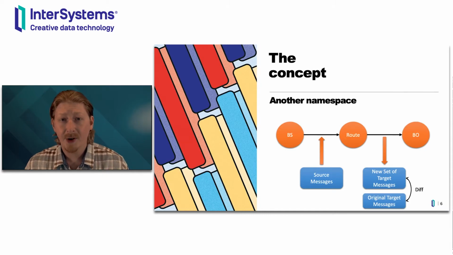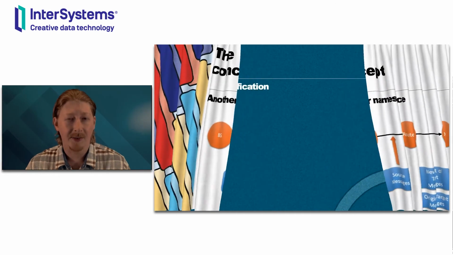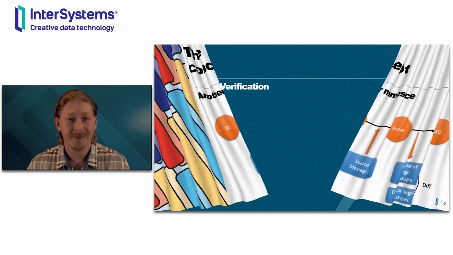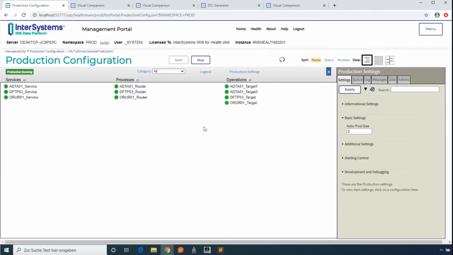So enough talk about this. Let's take a look at this in action, shall we? So this is a very simple HL7 v2 production with 3 routers that I'm using. I'm in namespace prod. I have the same production set up in the namespace test as well, and I've been using the verification tooling to take a baseline from the prod namespace and do a second run in my test namespace to see if the behavior changed.